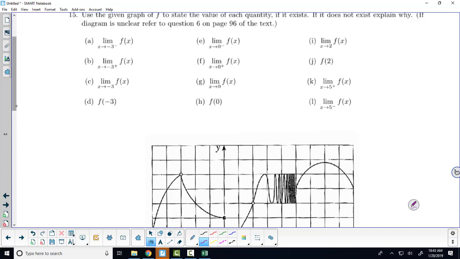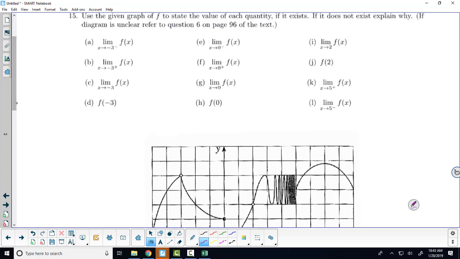Okay. I want to highlight one part of this. Let's do A, B, and C here and D here first. For some reason, and I completely understand why, folks have a hard time doing left and right hand limits with the negative numbers. Just slow down. You've got everything you need, but slow down.